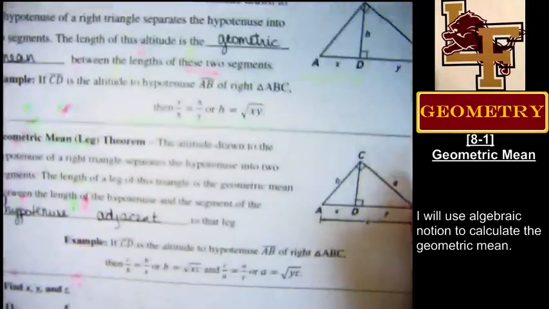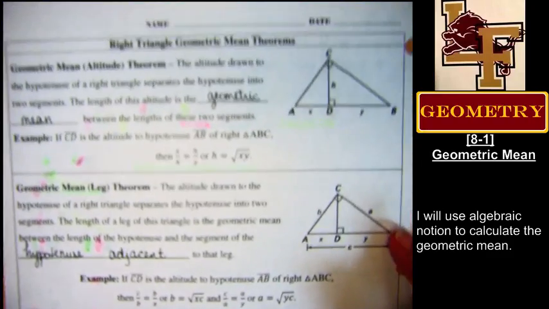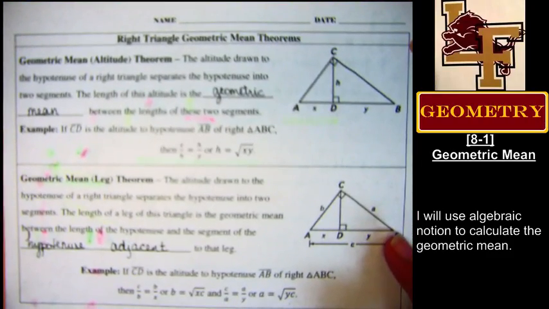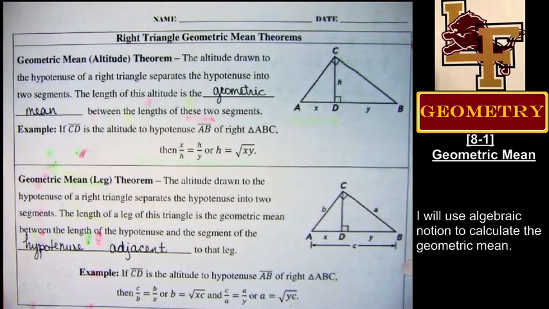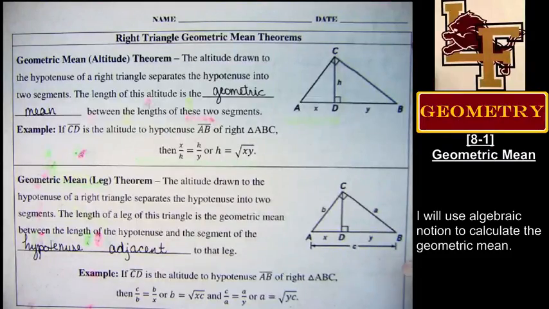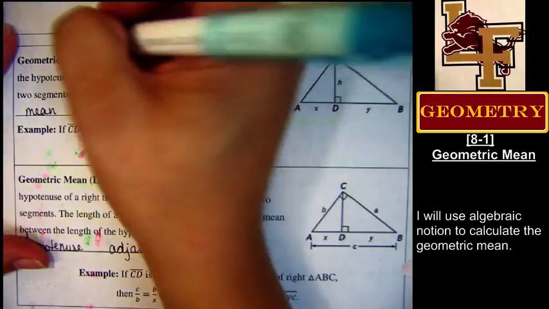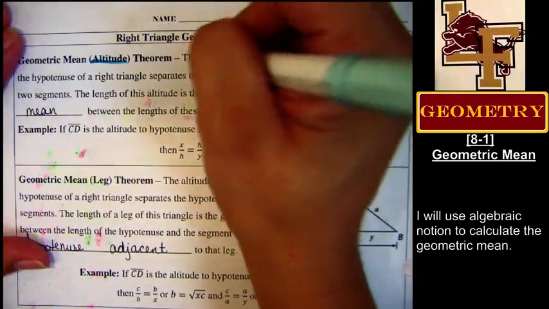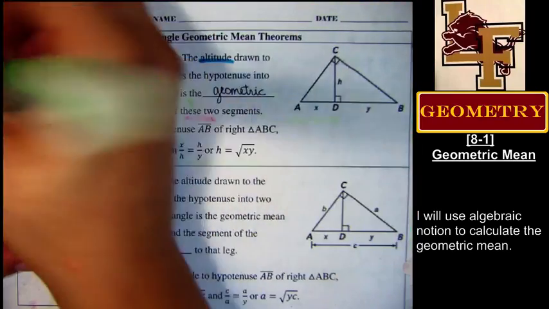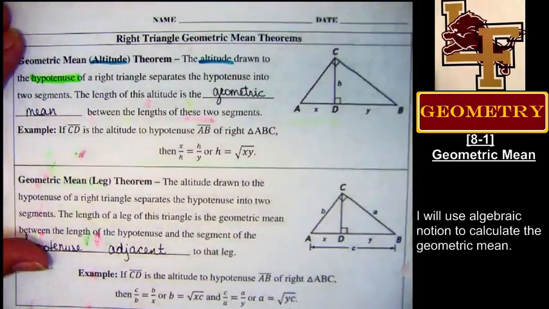Let's go into the shortcuts on calculating things. I have two shortcuts for you. The first one says the geometric mean altitude. That is an altitude that's drawn to the hypotenuse of a right triangle.